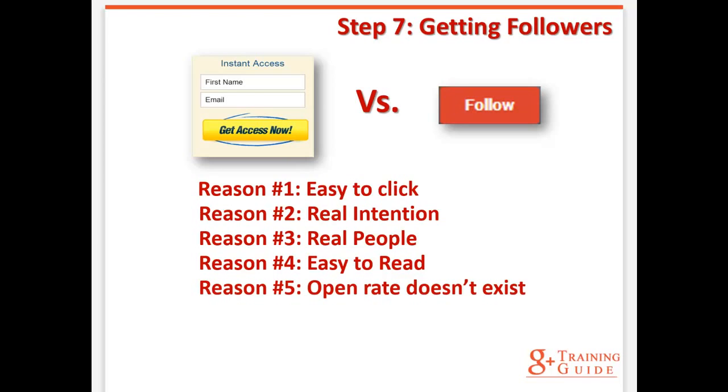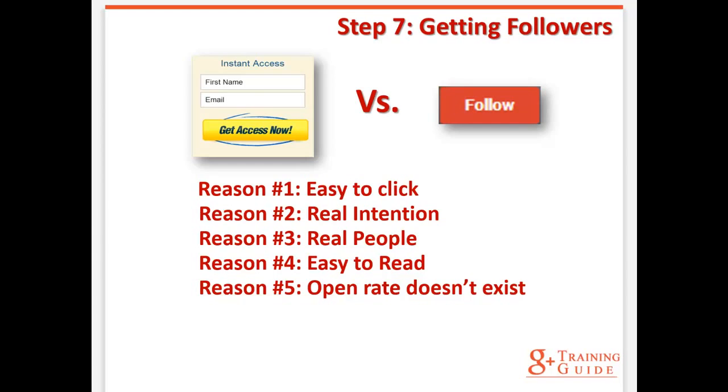Reason number 5. Open rate doesn't exist. Great, you have some real people on your email autoresponder list. Let me tell you that in order for them to see your message, they have to click on your email title, which happens to be a small line of text. You have to fight against many other email titles that are also in their inbox, perhaps including spam or advertisements, which is why those emails get such a low open rate.